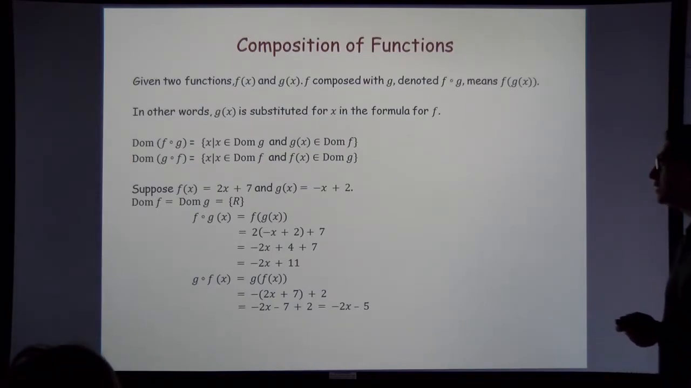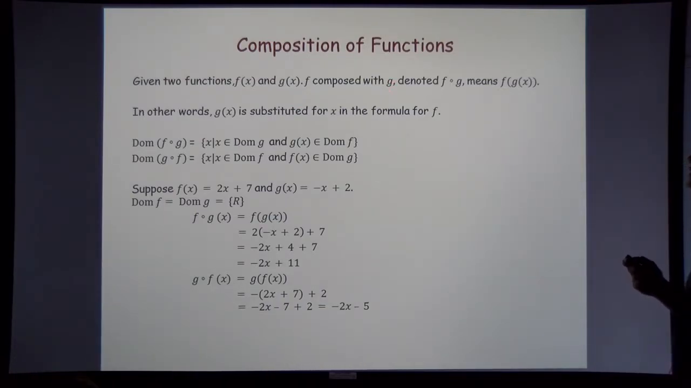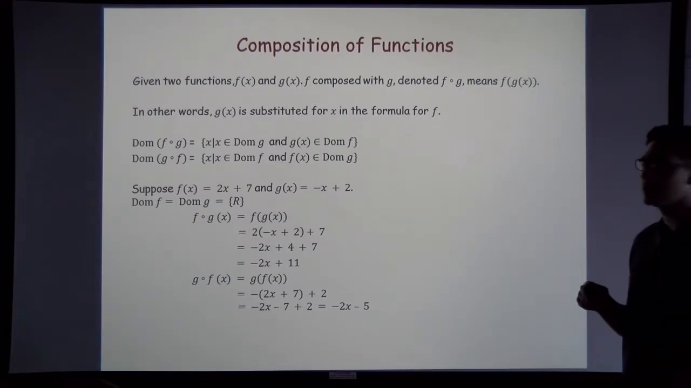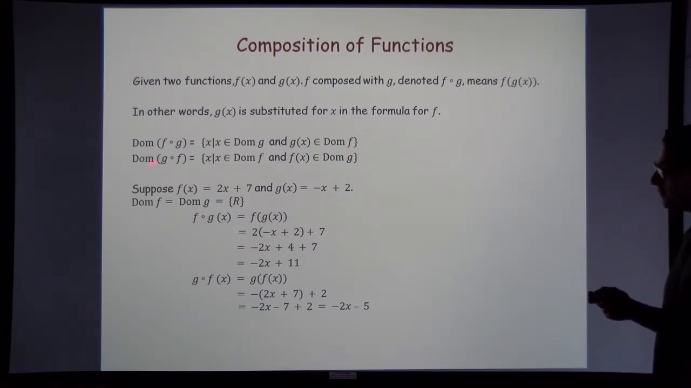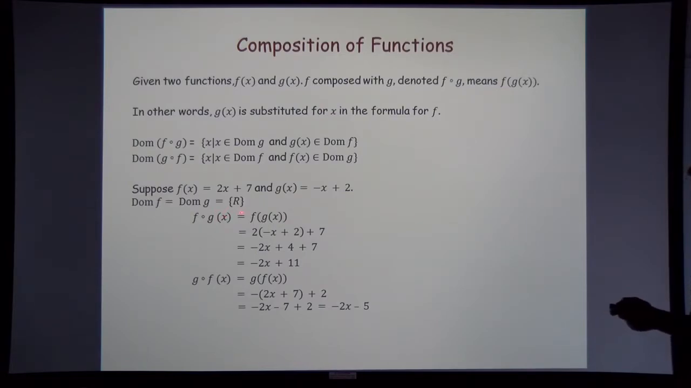Composition of functions. So given 2 functions, f of x and g of x, f composed with g, denoted f circle g, means f of g of x. In other words, our g of x is substituted for x in the formula for f. So what we're doing is replacing x with g of x when we're trying to solve for f. So suppose we have our same 2 equations, 2x plus 7 and negative x plus 2. Domain f equals domain g. We have f of g of x.